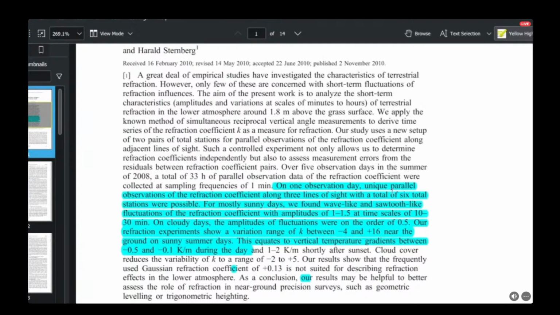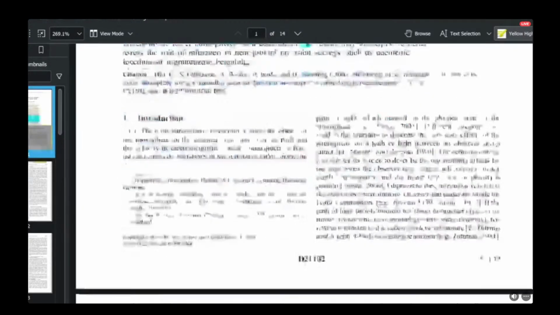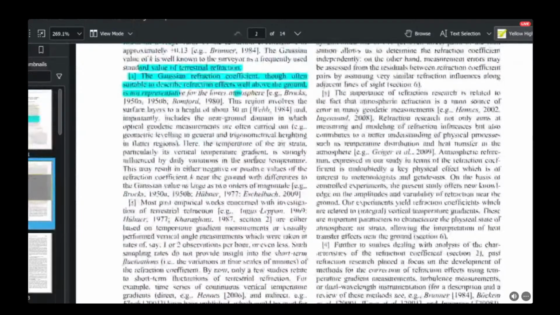And they went out and took unique parallel observations to test the refraction coefficient along 3 lines of sight with a total of 6 stations. They took their fluctuations and amplitudes, went back and forth and took many readings. And they pretty much discovered that their refraction coefficient can vary on a regular day anywhere between -4 and +16. That's a huge, huge amount. This equates to a ridiculous amount of leeway.